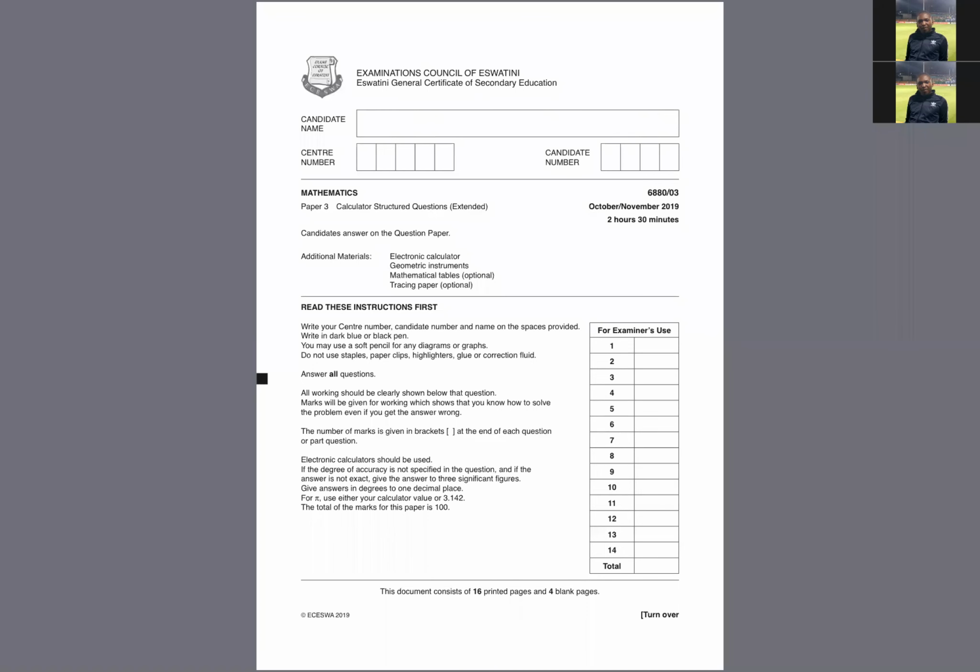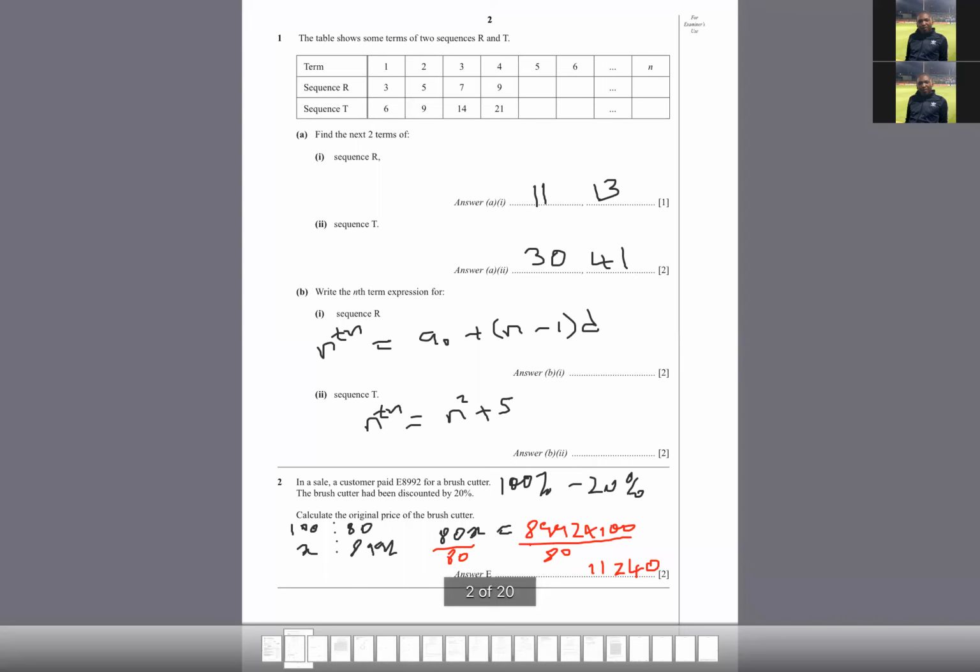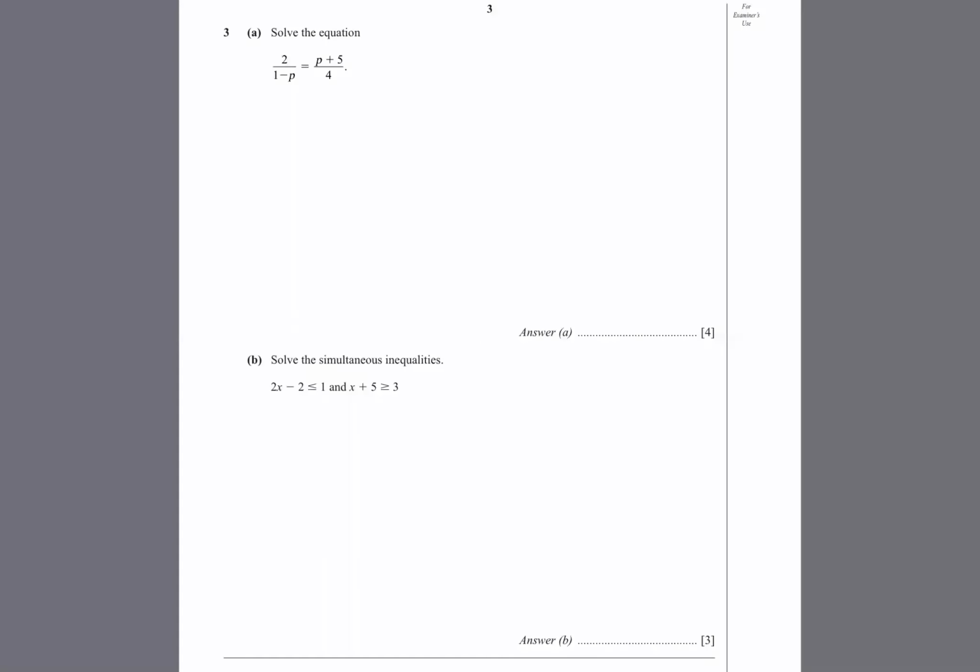Everyone. Today we continue the revision of our lessons. From last class we did up to this far. So now we'll continue to the next question. They say let us solve the equation that is given above.